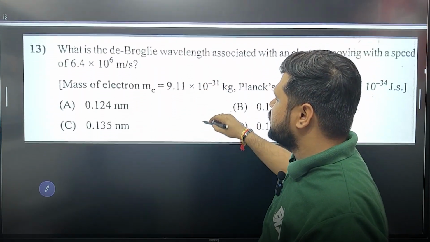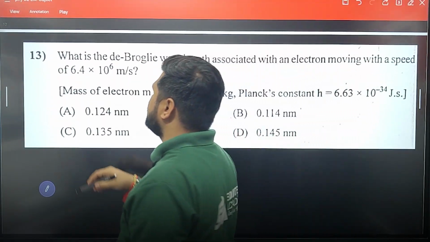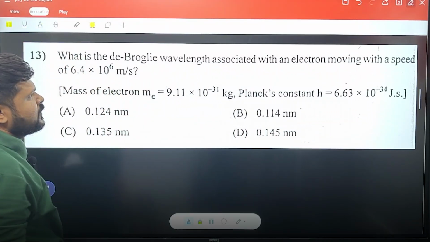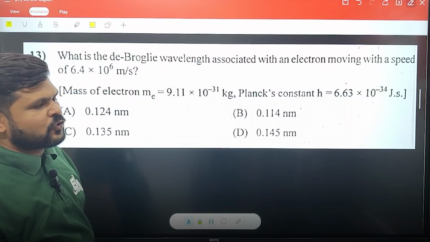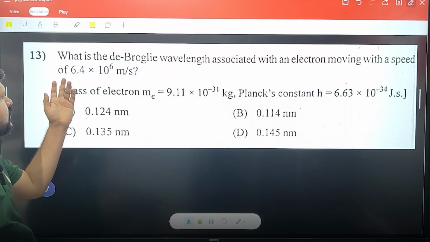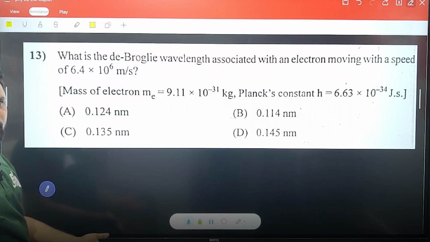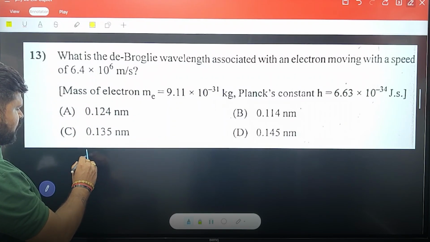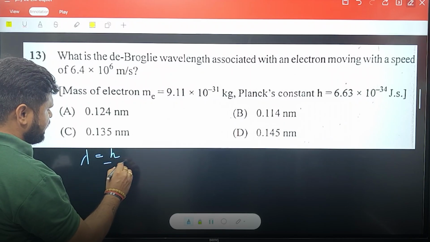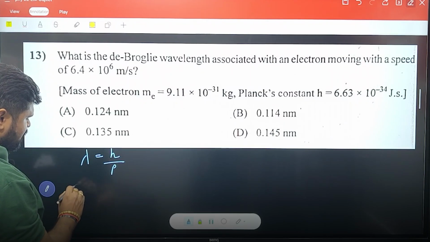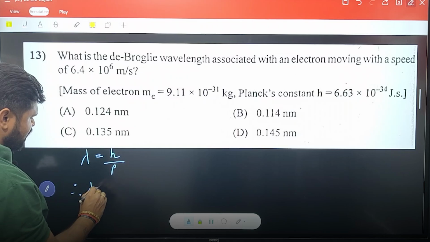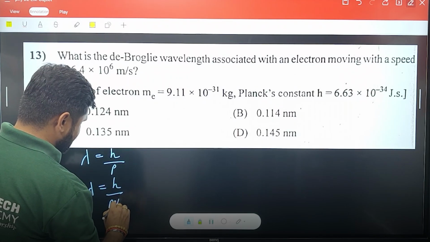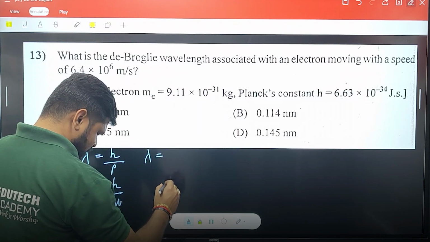So MCQ number 13. What is the de Broglie wavelength associated with an electron moving with a speed of this much? This is a simple MCQ, a very easy MCQ. We are asked to find out the de Broglie wavelength. What is the formula of de Broglie wavelength? That is h by p. Place the formula of p, so it will become h by mv. Now place all the values.